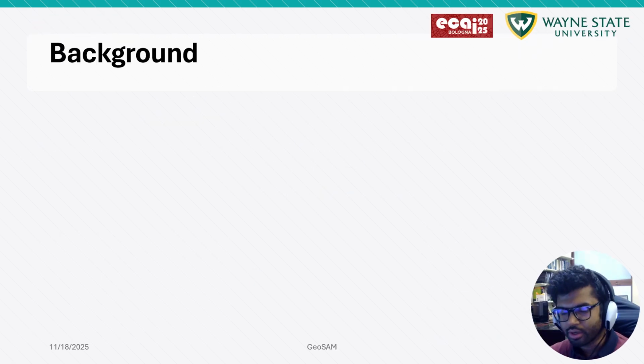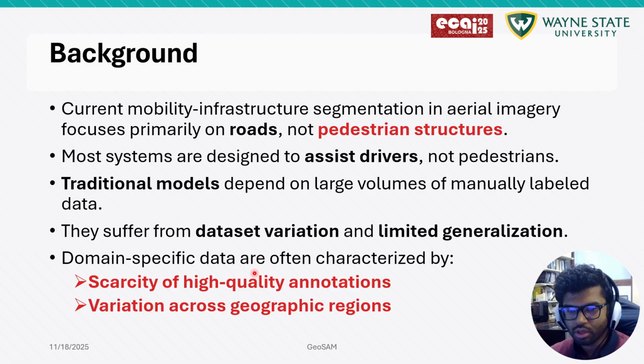So let's get started. At first, the background. We are going for mobility infrastructure segmentation. Current mobility infrastructure segmentation in aerial imagery, or let's say satellite imagery, is primarily focused on roads and not pedestrian structures. And most systems are designed to assist drivers, not pedestrians.